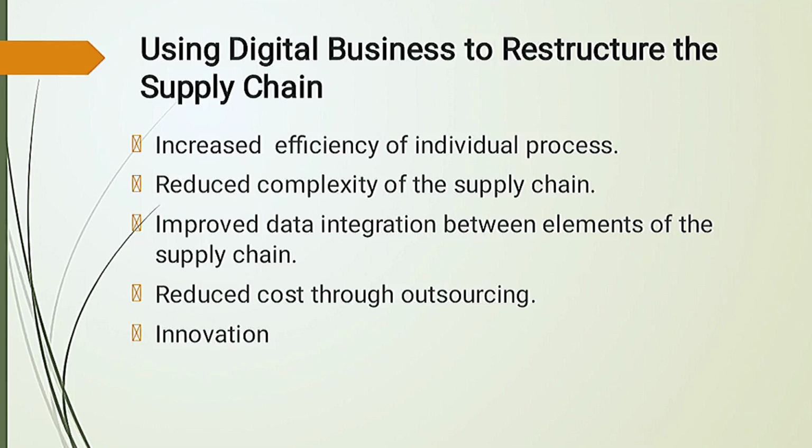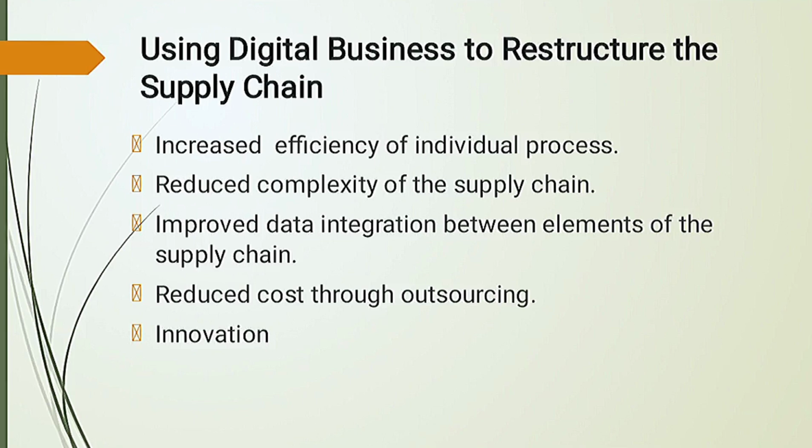Using digital business to restructure the supply chain can increase the efficiency of individual processes. The procurement will be faster, with shorter cycle time and lower cost per order. It reduces complexity of the supply chain, which means reduced cost of channel distribution, improved data integration between elements of the supply chain, reduced cost of paper processing, reduced cost of outsourcing, which means lower cost through price competition, and reduced spend on manufacturing capacity and holding capacity, and innovation, being more flexible with more diverse products.